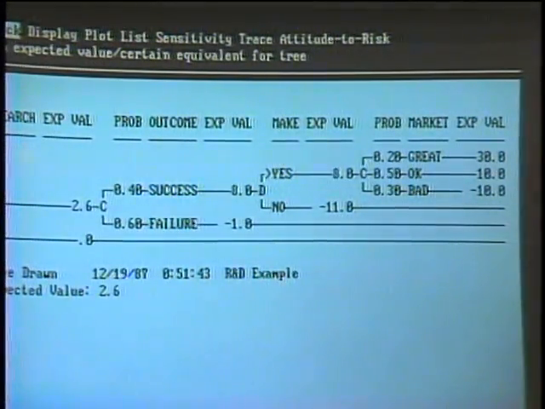8 looks better than the minus 11 you might see, so you would choose the market branch, bring the 8 forward, and again multiplying 0.4 times 8, 0.6 times minus 1, you get 2.6, which from the research manager's viewpoint is the value that he would associate with the venture. Better than 0, probably go ahead. Maybe some adjustment for risk. That's a whole different topic.